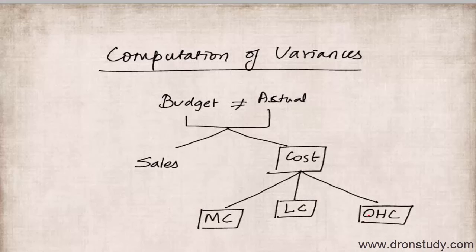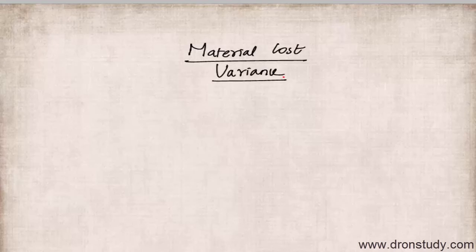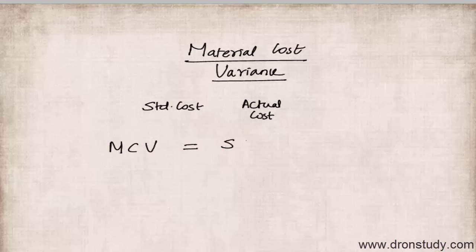So in this course, we are going to understand in detail about variances in all these items. In this session, you are going to understand what is material cost variance. Material cost variance is nothing but the difference between the standard cost, that is your budgeted cost, and actual cost. If you want to express it in an equation form, you can say material cost variance, that is MCV, is nothing but standard cost minus actual cost.